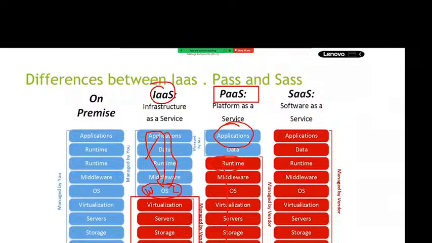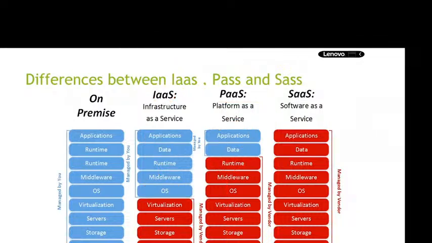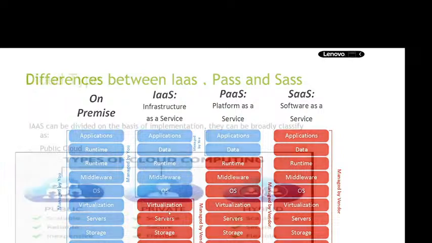Next, software as a service. See, nothing is in our hand. Everything is managed by the vendor. You just have to consume whatever they have provided. That's it. That is about the difference between on-premises and cloud computing.